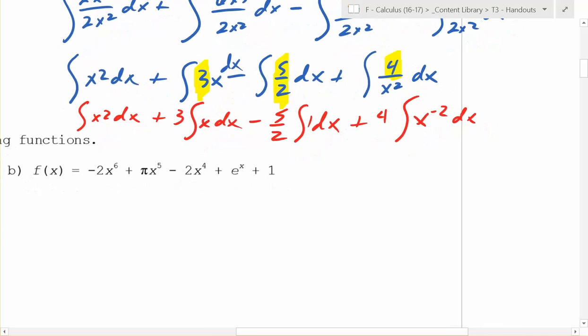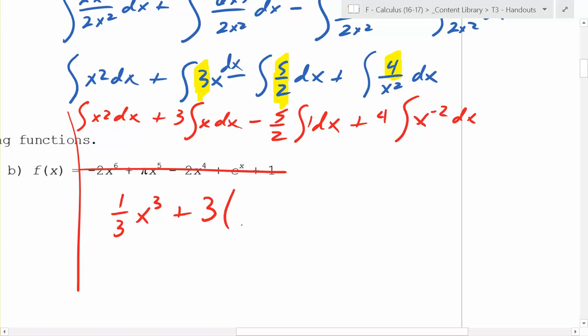So let's keep on integrating here. I'm going to just ignore this for now. What does this become? Let's integrate now. What's the integral of x squared? 1 over 3 x cubed plus 3 times, what's the integral of x? Sorry, I'm blank here. It's okay. What's the integral of x? It's just 3 over 2 x squared. 1/2 x squared, right?